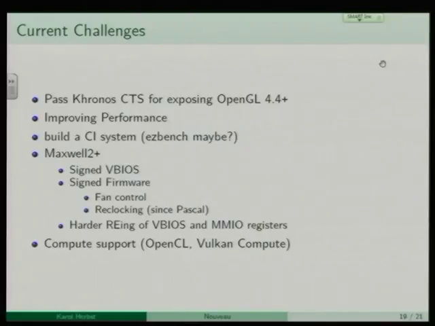Current challenges, of course, are exposing higher levels of OpenGL and improving performance, which most of the users care about, because most of the time they say, yeah, Nouveau has crappy performance, I'd rather stick to Nvidia even if it's closed source. We also want to build up a CI system because currently there's no automated testing at all. There's some software written at Intel to do automatic GPU testing, but we still need time to set it up.